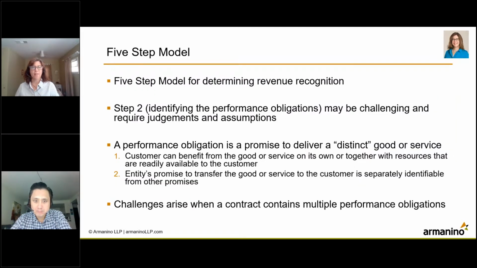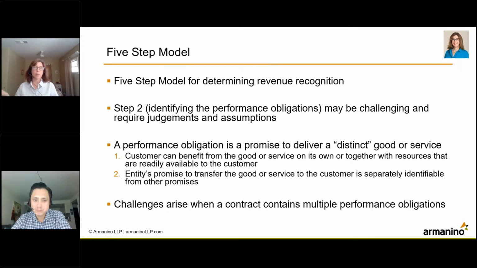There is the 5-step model for determining revenue recognition. We're not going to go through that whole thing today. As we said, we've got other resources on that, and we certainly will revisit it again for organizations that do choose to delay implementation. But the key thing is when you've got performance obligations.